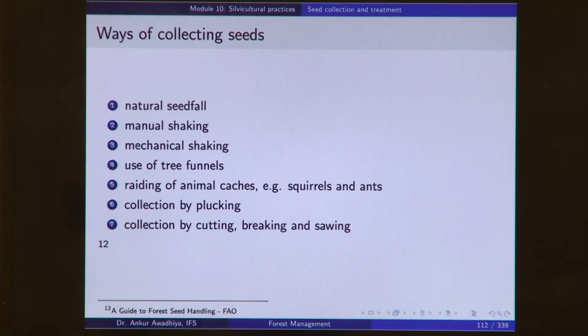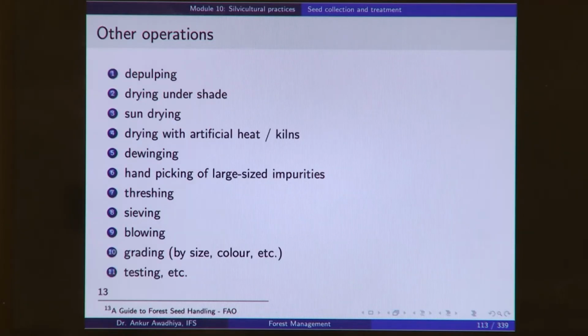Now, ways of collecting seeds include natural seed fall, manual shaking, mechanical shaking, use of tree funnels, raiding of animal caches including squirrels and ants, collection by plucking, and collection by cutting, breaking, and sawing, which is typically the last. Other operations include depulping, where the pulp is removed, drying under the shade, sun drying, drying with artificial heat or kilns, dewinging of seeds, hand picking of large sized impurities, threshing, sieving, blowing, grading, testing, and so on.